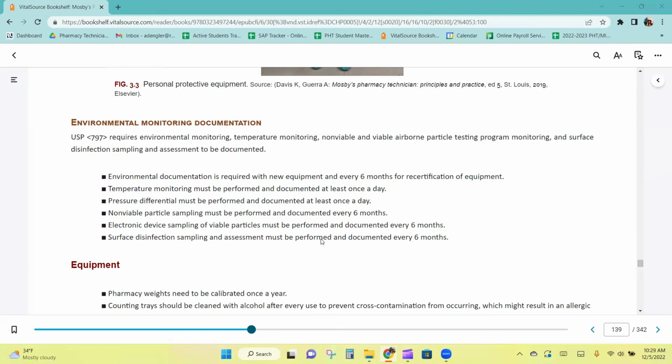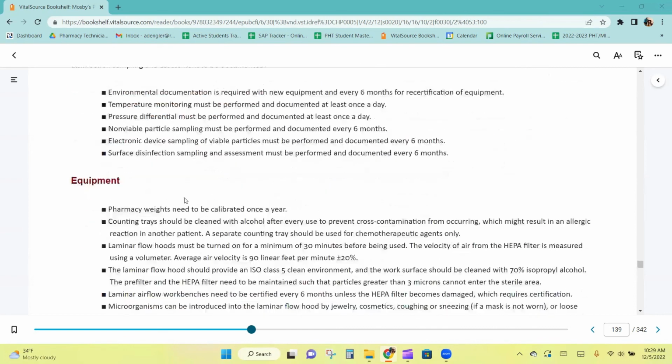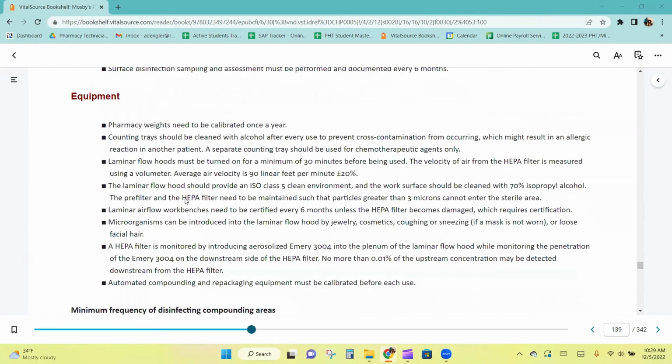Non-viable particle sampling must be performed and documented every 6 months. Electronic device sampling of viable particles must be performed and documented every 6 months. Surface disinfection, sampling, and assessment must be performed and documented every 6 months. So for equipment, pharmacy weights need to be calibrated once a year. Let's go through a couple of these.